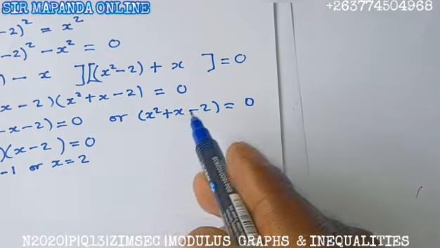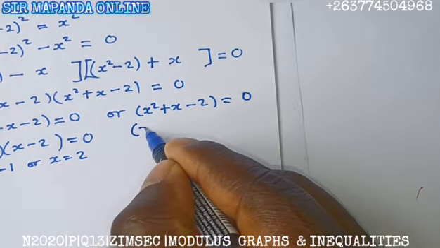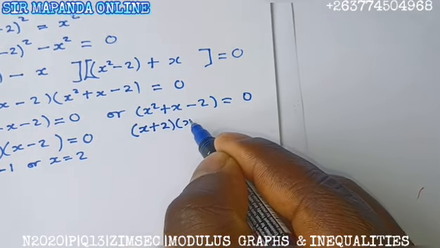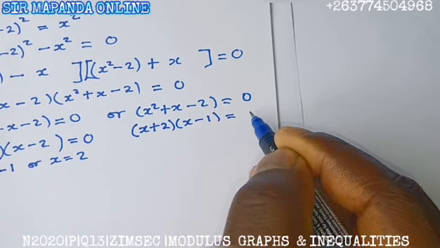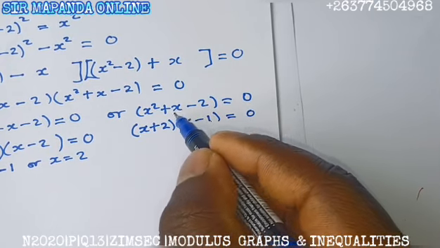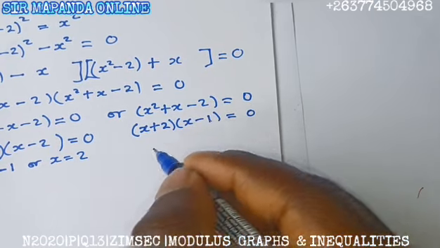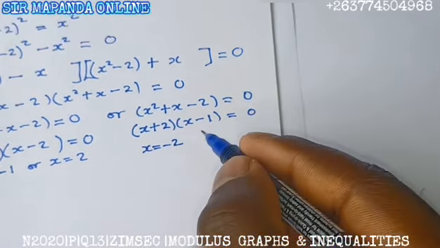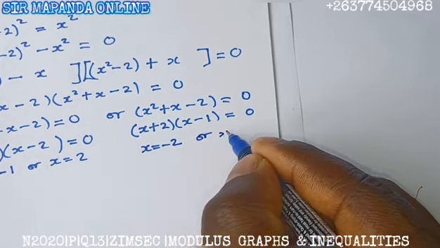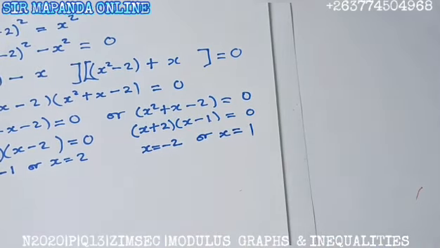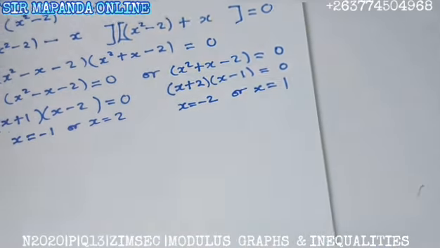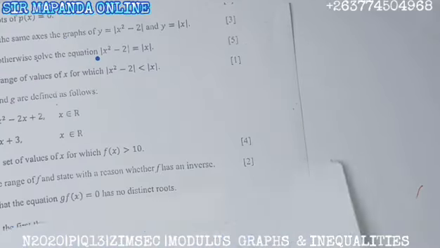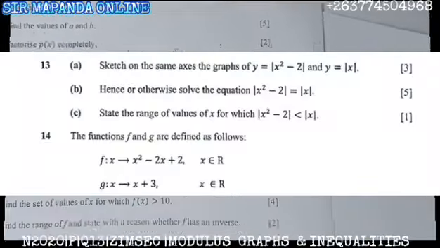Can this be factorized? Yes, this one can be factorized as well. You have the factors x plus 2 and x minus 1. 2 minus 1, you get 1. 2 times minus 1, you get minus 2. So here you get x is equals to minus 2 from the first bracket, or x is equals to 1 from the second bracket. So these are the solutions. I hope you are following. Let us move on to the next.